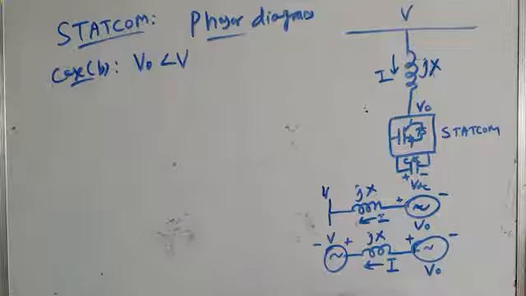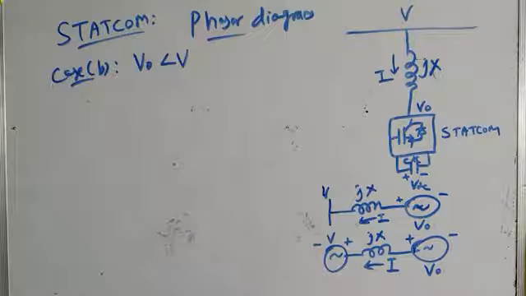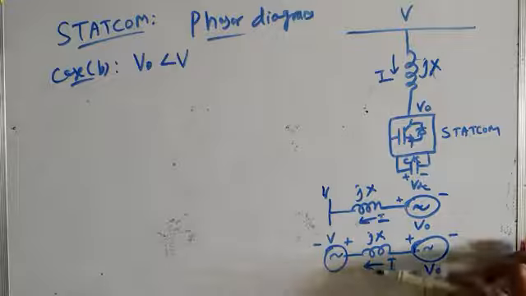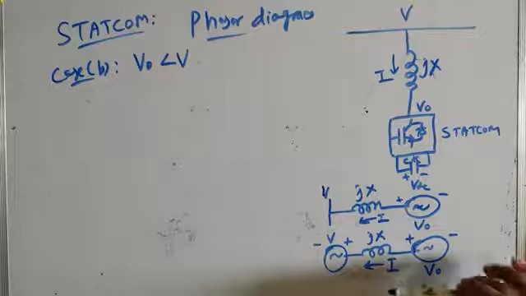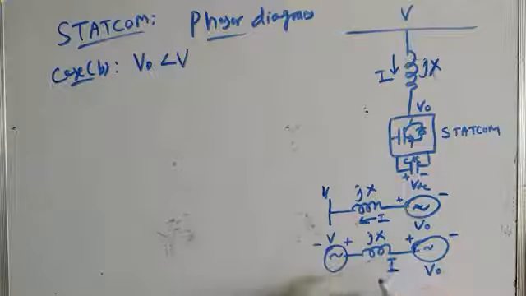Now when V0 is less than V, the system sees the STATCOM as an inductor and it draws lagging power factor current. So if the instantaneous direction of leading power factor current is taken like this, the instantaneous direction of lagging power factor current will be opposite, because inductive current is opposite to the capacitive current.